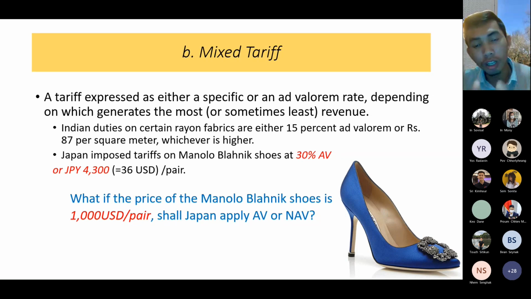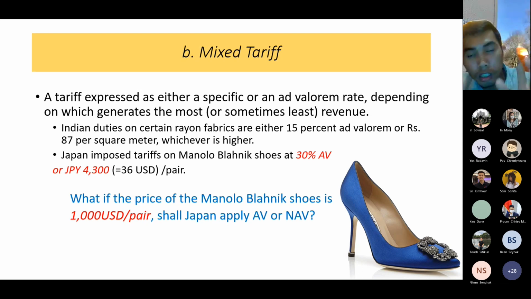Mixed tariff is another form of AV as well, but mixed tariff includes both AV and specific tariff. So in mixed tariff we have AV and specific tariff included, but they are applied alternatively. Not both of them are applied simultaneously. If AV generates higher revenue for the certain product, they will apply AV. But if specific tariff seems to generate more income from that product in terms of tariff, they will apply it. I mean, the Indian authority will apply specific tariff. Okay.